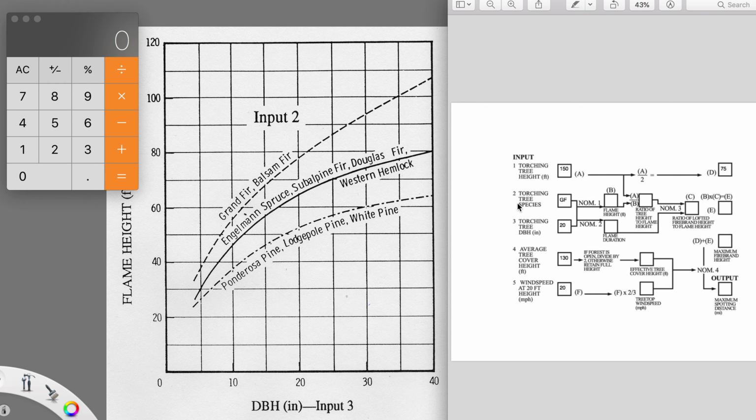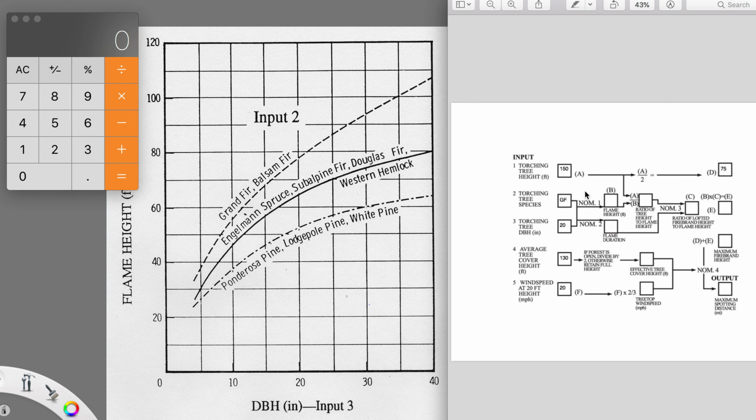Now we go down to the next line, the tree species, and we're looking for the flame height. The inputs for the flame height are going to be the tree species and the diameter at breast height. As the diameter changes, the larger the diameter, the assumption is there's more vegetation on the tree available to burn, and the same goes for species: grand fir, and the firs and spruces tend to have much more vegetation than the pines, lodgepole, or other pines.